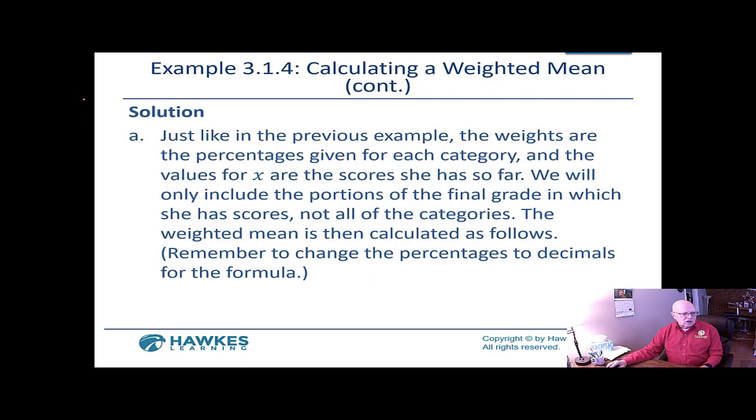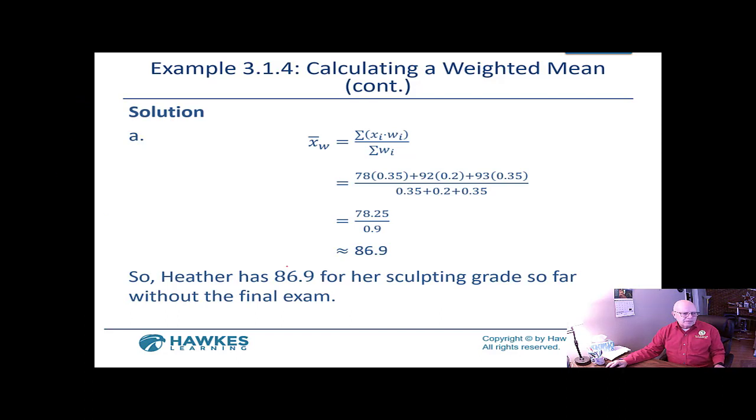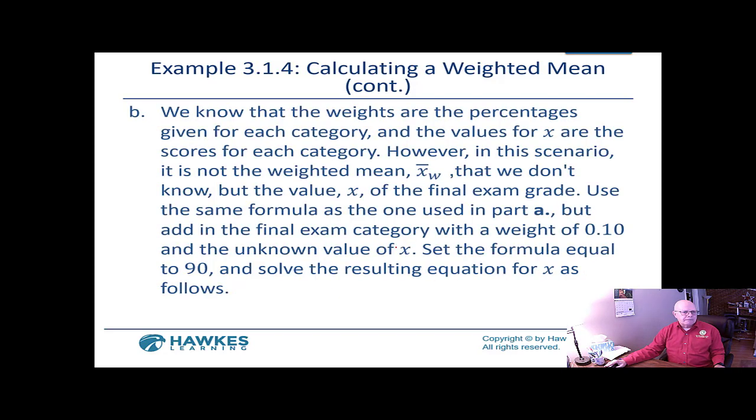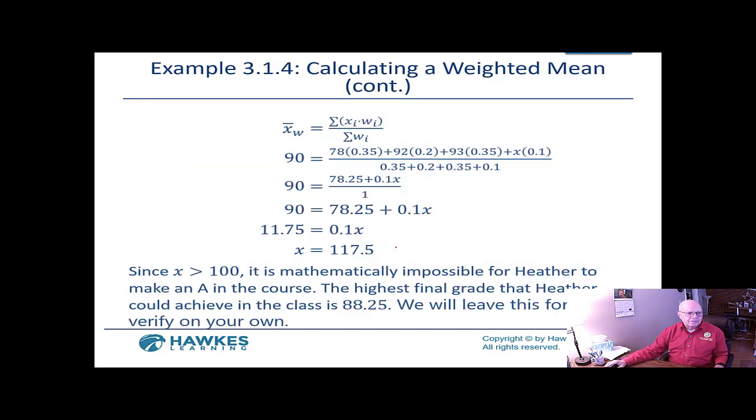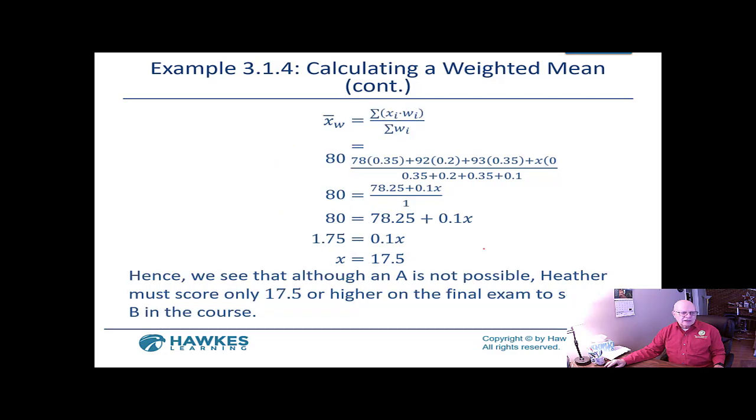For example here, similar, if Heather has an 86.9. Here are the scores, here are the weights, and there's our final grade. You get these very easily. Good practice. See how it's done.